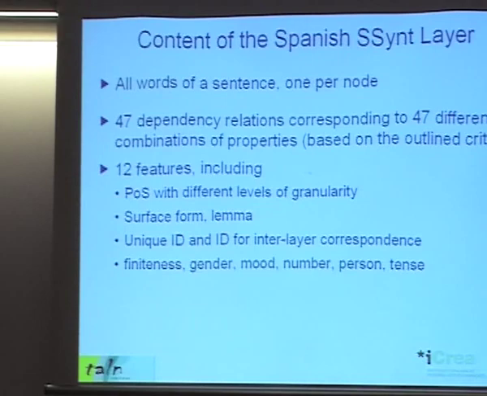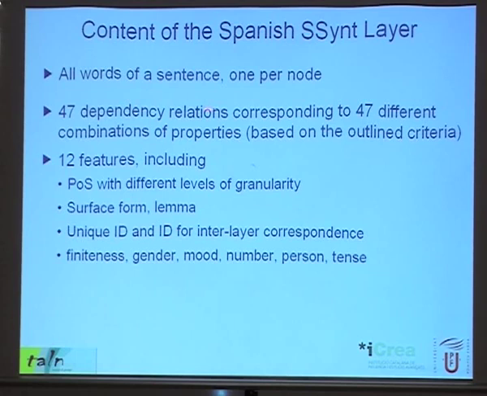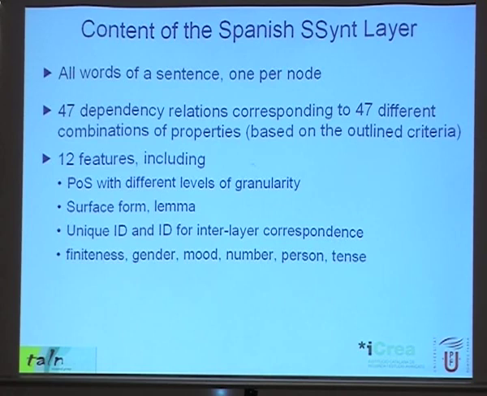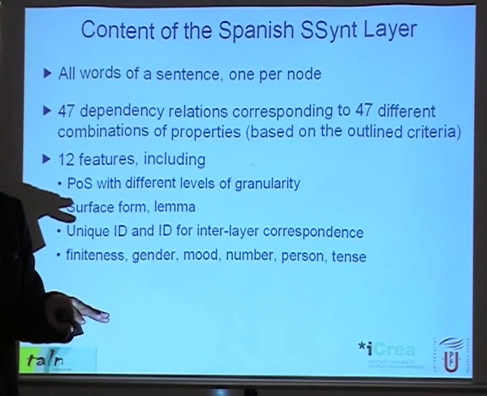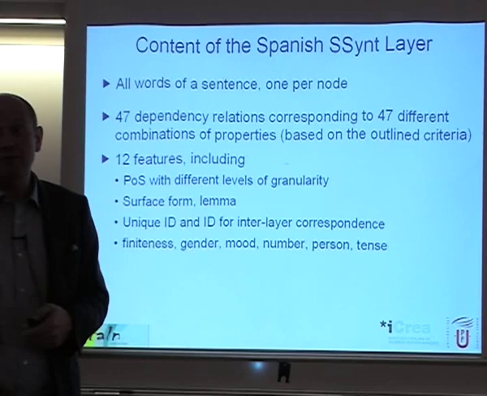Okay, so just to summarize the content of this surface syntactic layer: we have all words of a sentence, one per node. In total we have 47 dependency relations that we consider purely syntactic and well justified. If you look, for example, at the book by Igor Melchuk and Nikolai Pertsov on the surface syntax of English, they have more relations, you know?